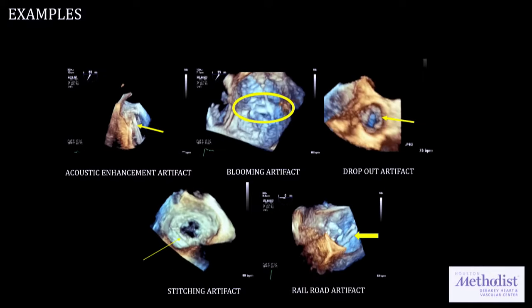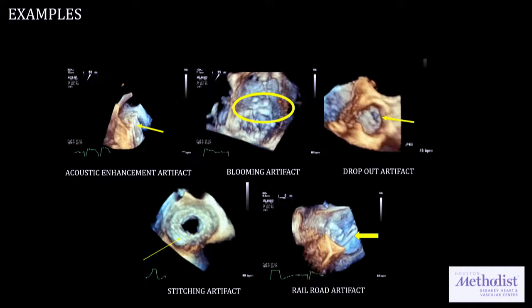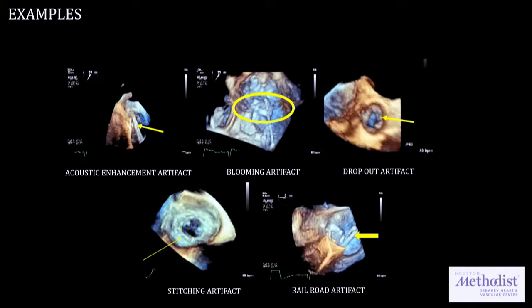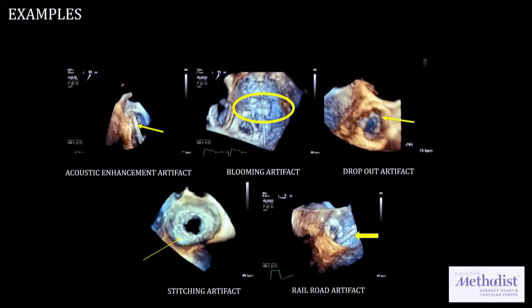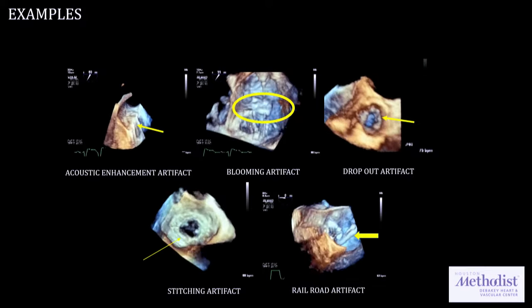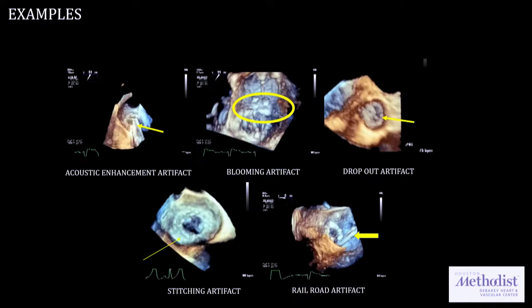Here you actually have a dropout artifact. Sometimes when the angle of the ultrasound is odd, you can actually have dropouts. And this one here is a stitching artifact. I'm sure all of you know when we do multi-beat acquisition in an irregular rhythm, you're going to have that stitching artifact. And here it's actually a railroad artifact from a very thick lumen catheter.